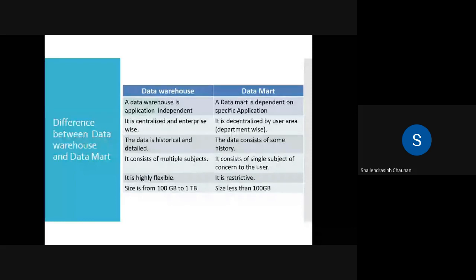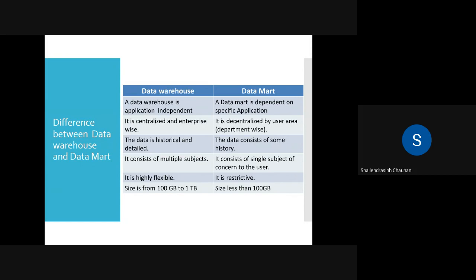Now, data warehouse is highly flexible. That means you can update different instances and attributes whenever you want. For example, if in the next 2 years I am going to add 2 more departments in my company, and you want to store the data of those 2 departments, you can add them inside the data warehouse. Whereas in data mart, let us say you have data marts of different subjects. You cannot add another department in that single data mart. So it is restrictive to a single department only.